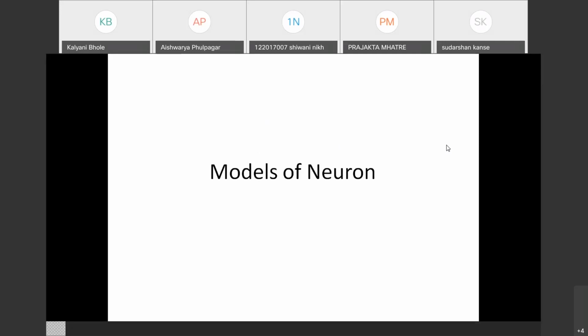Good afternoon, everyone. Today, we are going to see the models of neuron. There are many models which are used, like the Hodgkin and Huxley model, and the simple Nernst equation can be used to calculate the resting state potential, etc.